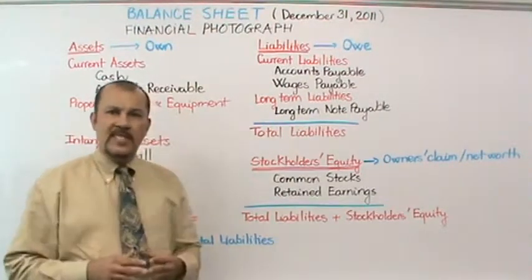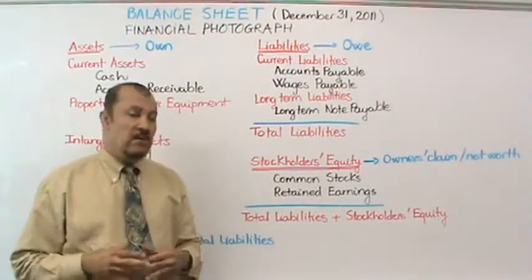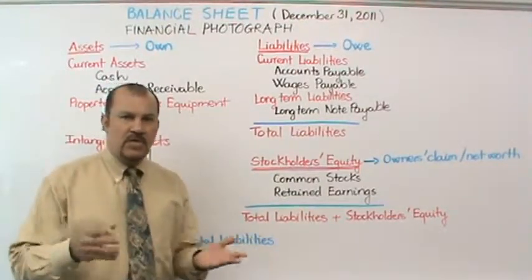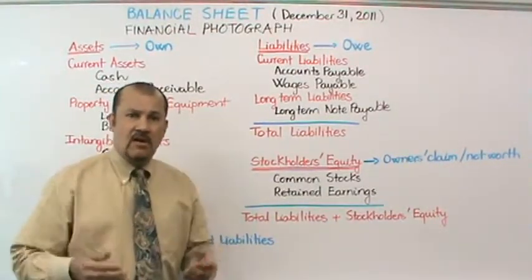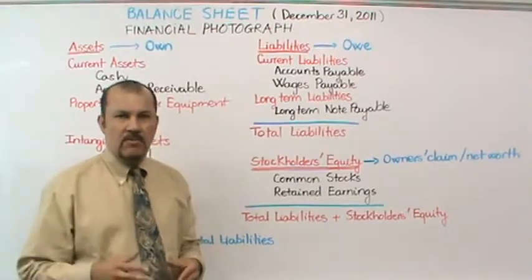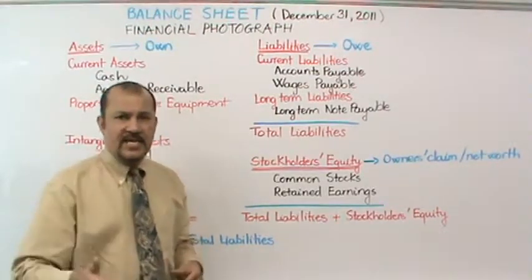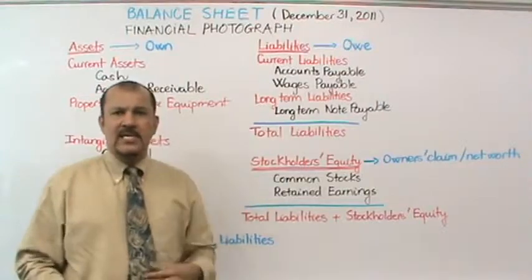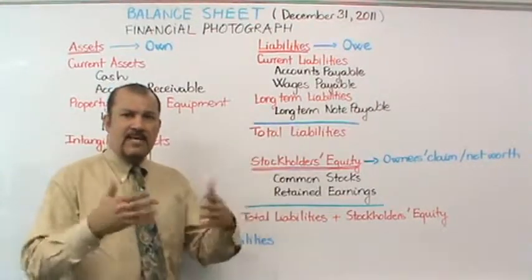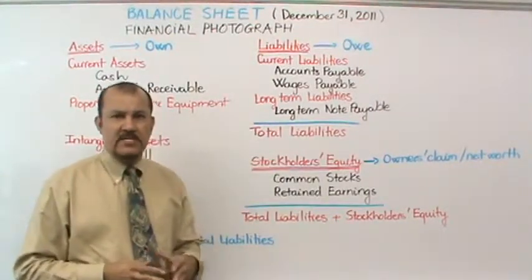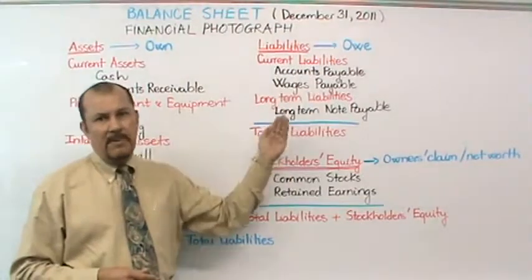Do you owe anything to anybody in your personal lives? Most of us do. It could be student loans, it could be a loan for your car, a mortgage on your house, money that you owe for your taxes. So these are all liabilities to you. Similarly, a company has various types of liabilities. One would be accounts payable.